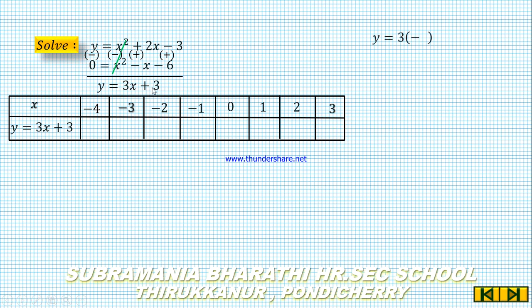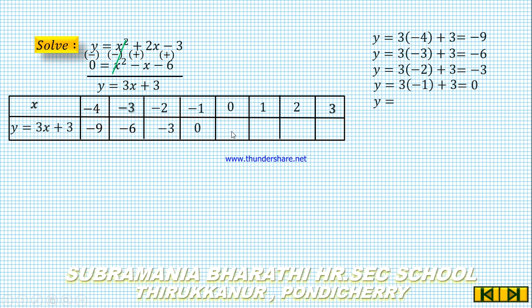Now if we apply y is equal to 3x plus 3, the value of x is equal to minus 4. So here 3 into minus 4 is minus 12, plus 3, the answer is minus 9. Similarly here the answer is minus 6. Now you want to apply 3 into minus 2: minus 6 plus 3 is minus 3. Again here, there is a 0, 3 times 0 is 0, 0 plus 3, here 3.